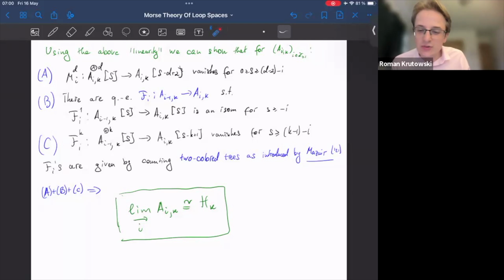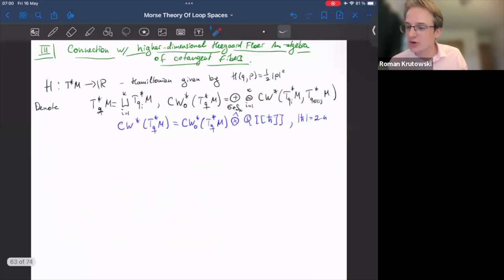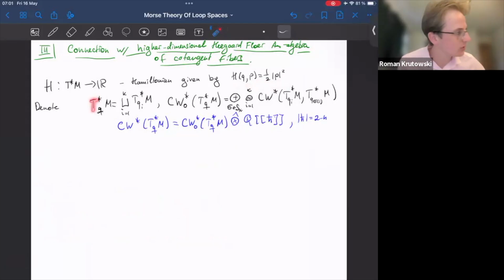Okay, so in the remaining time, let me talk about Floer theory. Consider the standard Hamiltonian on the cotangent bundle of M. Now, the corresponding objects in the Fukaya category to kappa-tuples of points should be kappa-tuples of cotangent fibers above those points.